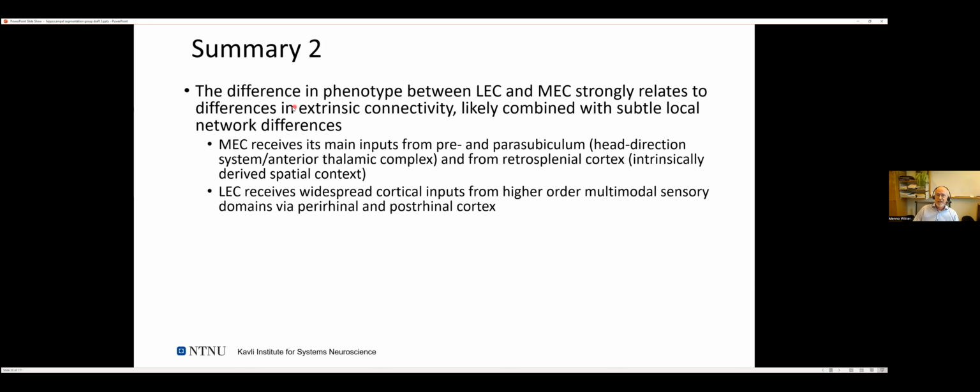So summary number two, the difference in phenotype between LEC and MEC most likely represents differences in input, as I showed you in these summary diagrams of cortical inputs, and there are likely subtle local network differences that add on or emphasize those differences. MEC receives its main input from the presubiculum and from retrosplenial cortex. Those are all representing intrinsically generated spatial representations. LEC receives widespread cortical inputs that converge onto the layer two cells that project into the hippocampus, and they represent therefore a high level convergent representation of the outside world. So it's a sensory generated representation of the outside world.